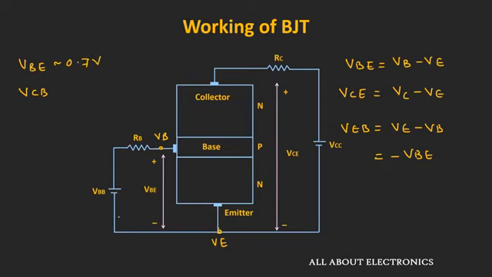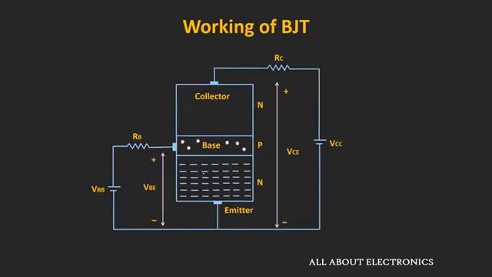Now once we apply these biasing voltages, then the electrons from the emitter will be pushed towards the base terminal, because as I said earlier, the emitter is heavily doped. That means the emitter has a large number of electrons as the majority carriers. And once we apply this biasing voltage, then this negative voltage will push the electrons towards the base region. So due to that, the electrons will start moving towards the base region.